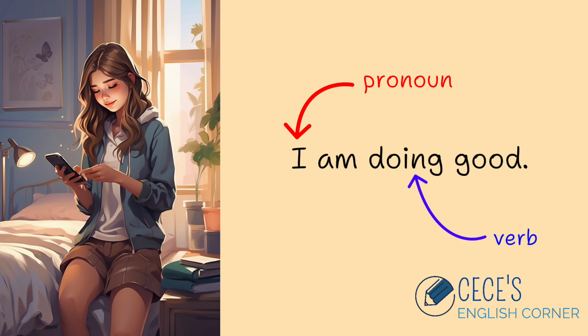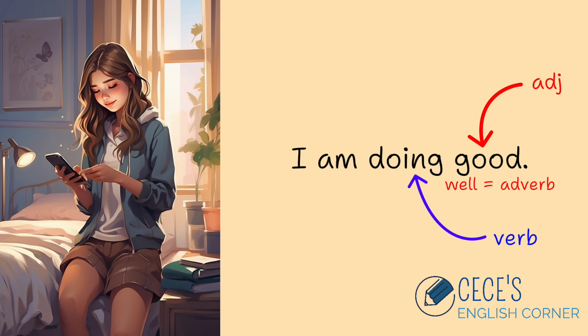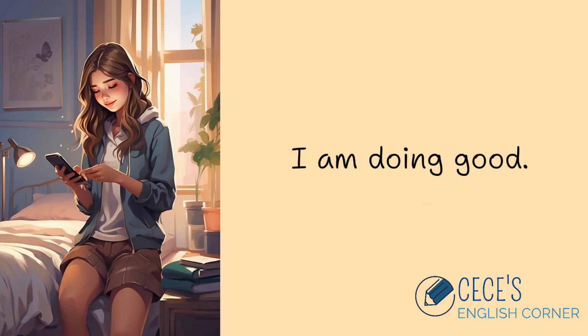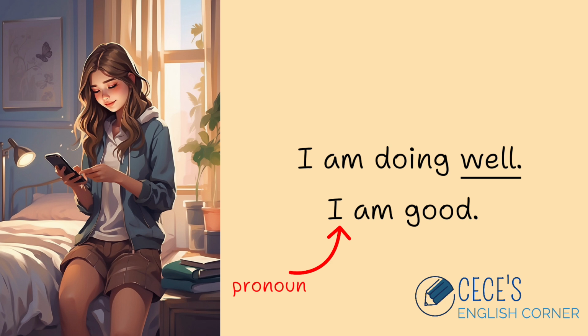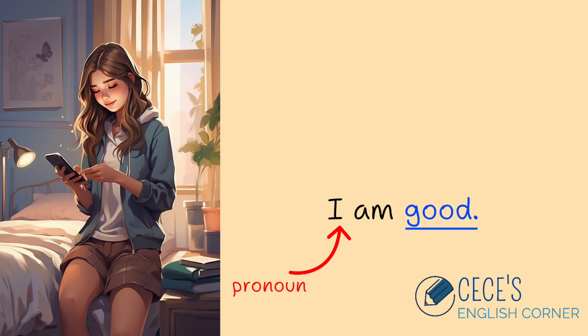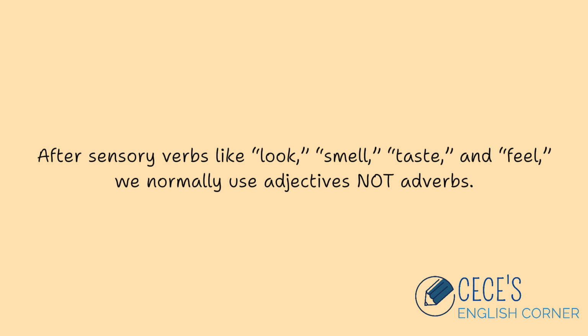In this sentence, we are describing how we are doing. We are describing the verb doing, which means we must use an adverb. Good is an adjective. Well is an adverb. The correct sentence is, I am doing well. Alternatively, we can say, I am good. In this instance, we are describing the noun or pronoun I, so it is reasonable to use an adjective like good.